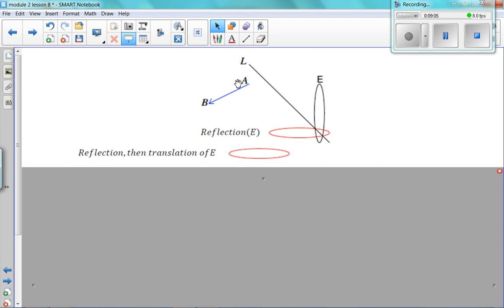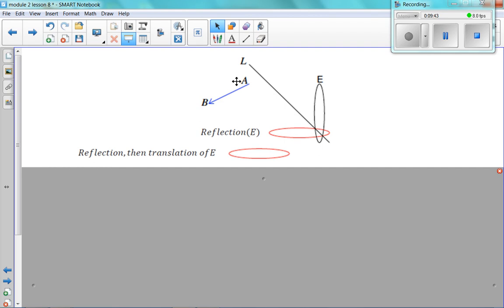Okay, let's look at this picture here. That's on the smart board. We're going to start with figure E, which we could call an ellipse. And we want to ask ourselves, does the order in which we sequence rigid motions really matter? So we just did a sequence of reflections. But now we'd like to try reflection followed by a translation and see what happens. Would the figure be in the same location as if we did a translation first and then a reflection?